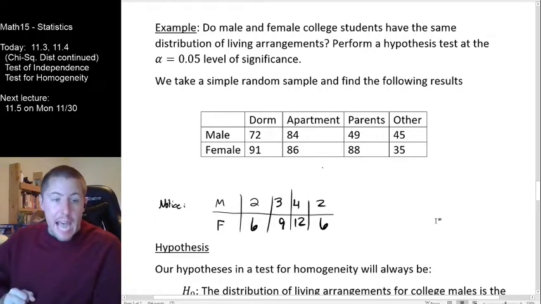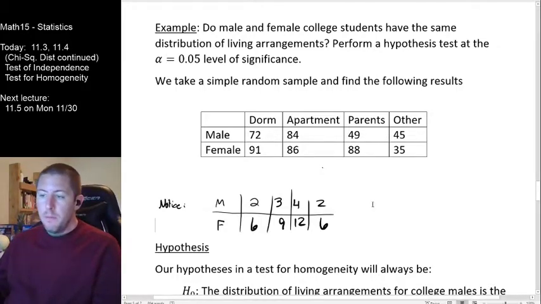What we are not asking about, though, is were there the same number of observations between males and females? We're asking, does the distribution match? Here, let's see, how many males did we sample? 2 plus 3 is 5, plus 4 is 9, plus 2 is 11. What I'm seeing here is 2 out of 11 males live in a dorm.